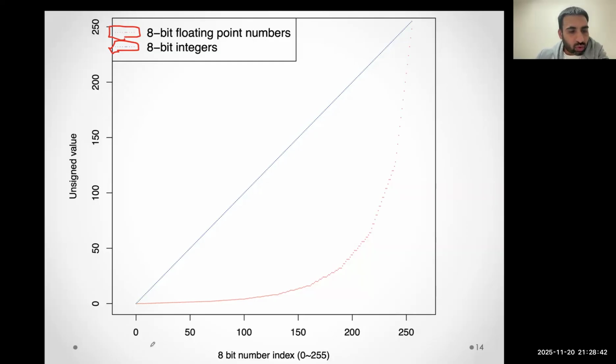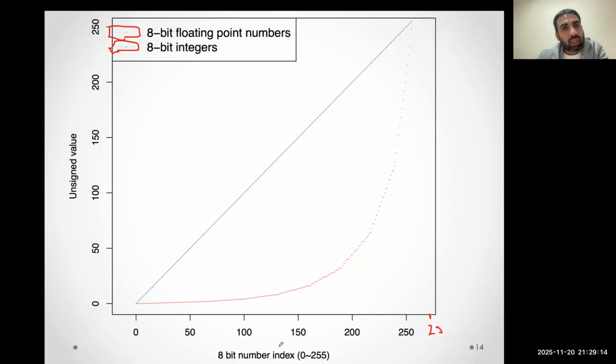So on the x-axis we have the 8-bit number index, like 0, 1, 2, 3, 4, 5 up to 255. We can have a maximum value of 255 for an 8-bit number in decimal form, right? As we increase the 8-bit number index, the unsigned value also increases. So we can represent 0, we can represent 1, we can represent 2, we can represent 4. There is no problem, right?